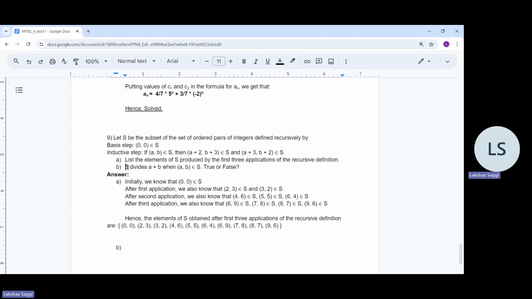So suppose 5 divides A plus B when A comma B belongs to S. So we have to claim whether this statement is true or false. If A comma B is a member of S, then 5 will divide A plus B. Is this statement true or false? So actually, first let's just see the elements of S which we have obtained, whether at least this statement holds for the elements which we have identified. If we see even one element for which 5 does not divide A plus B, then we are already sure that this statement will be false.